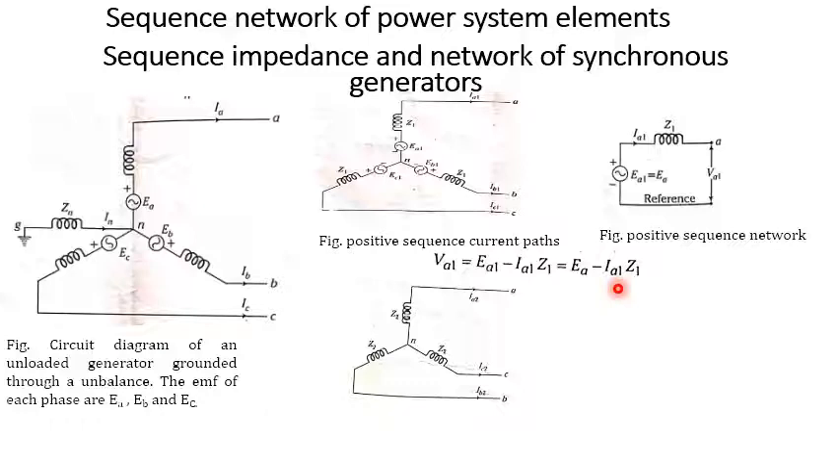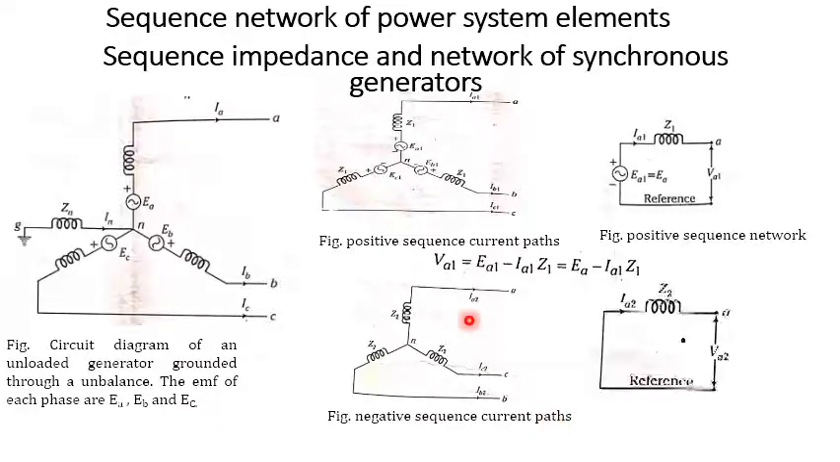Let us understand the negative sequence part. Here we can represent it on a single phase basis. We can observe that induced voltages are not present in the negative sequence current path, because they are not generated in the synchronous machine.